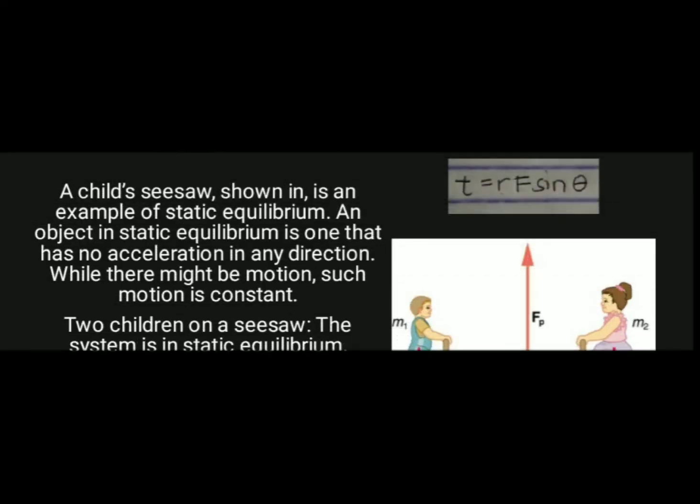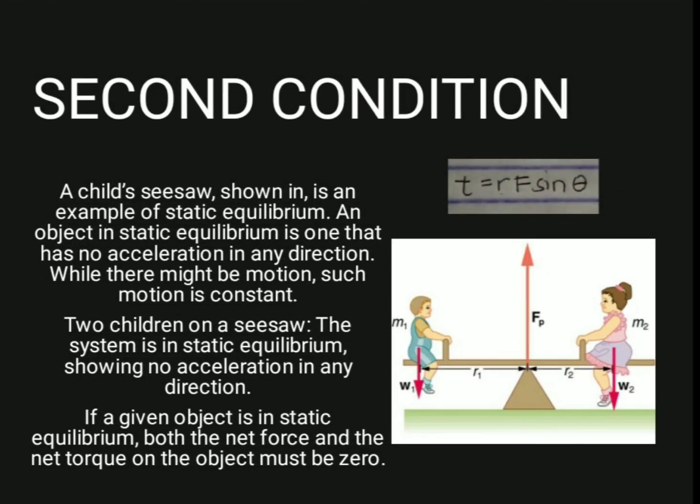Second condition. The second condition of static equilibrium says that the net torque acting on the object must be zero. A rotating body or system can be in equilibrium if its rate of rotation is constant and remains unchanged by the force acting on it. The magnitude of torque about an axis of rotation is defined as torque equals distance times force times sine theta.